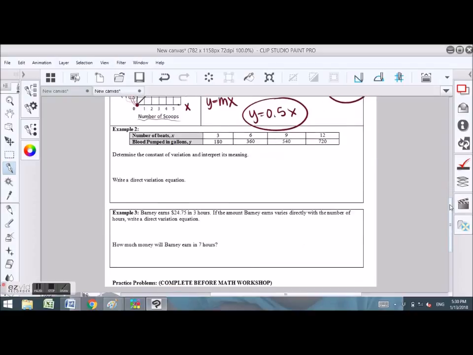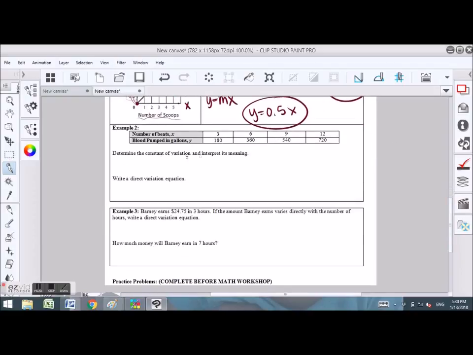Let's look at example 2. It says, determine the constant of variation and interpret its meaning. So we know that this is a direct variation table. We have the number of beats as our x variable and the blood pumped in gallons as our y. So the constant of variation k equals y over x.